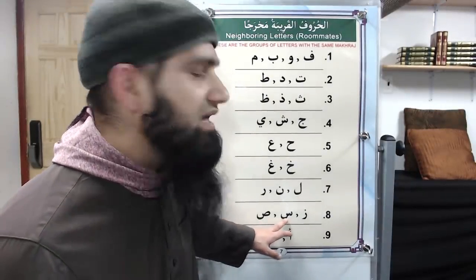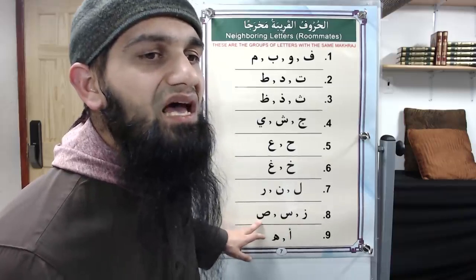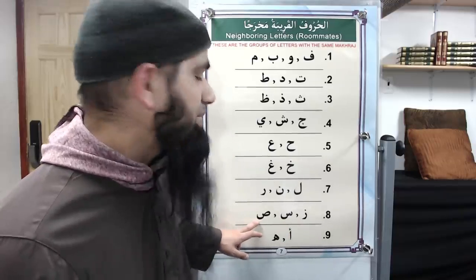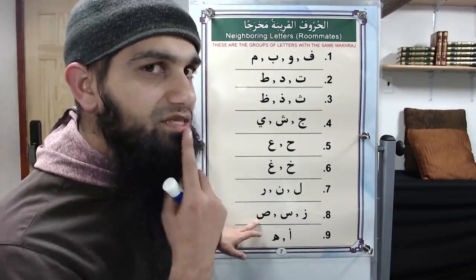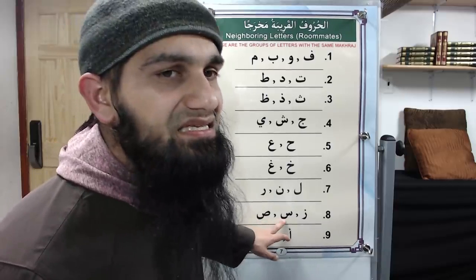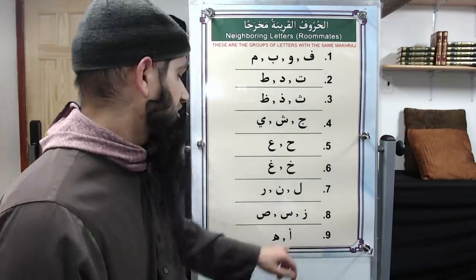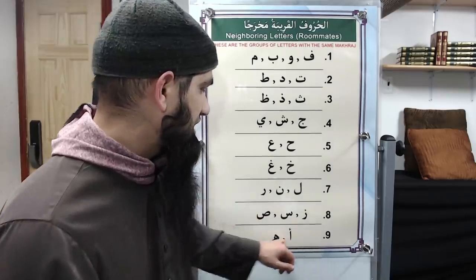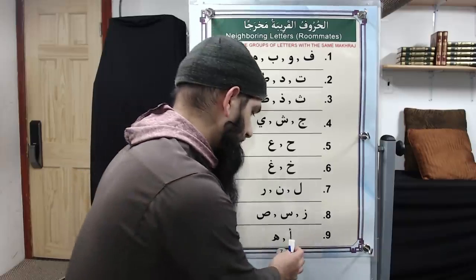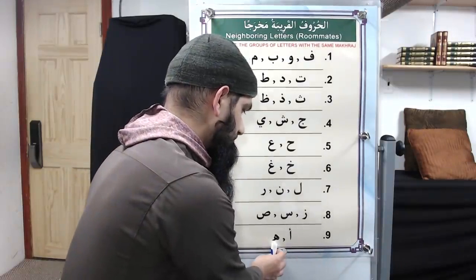Now, what's the difference between S and S? Well, the back of the tongue is raised, but the lips remain the same. S. As. S. As. And last group, Hamza and Ha. Hamza. Ha.